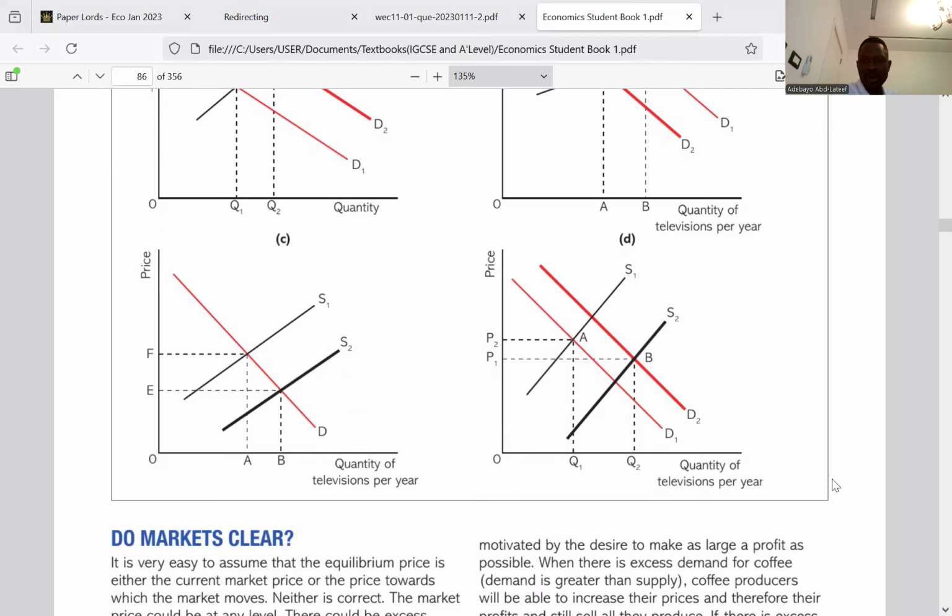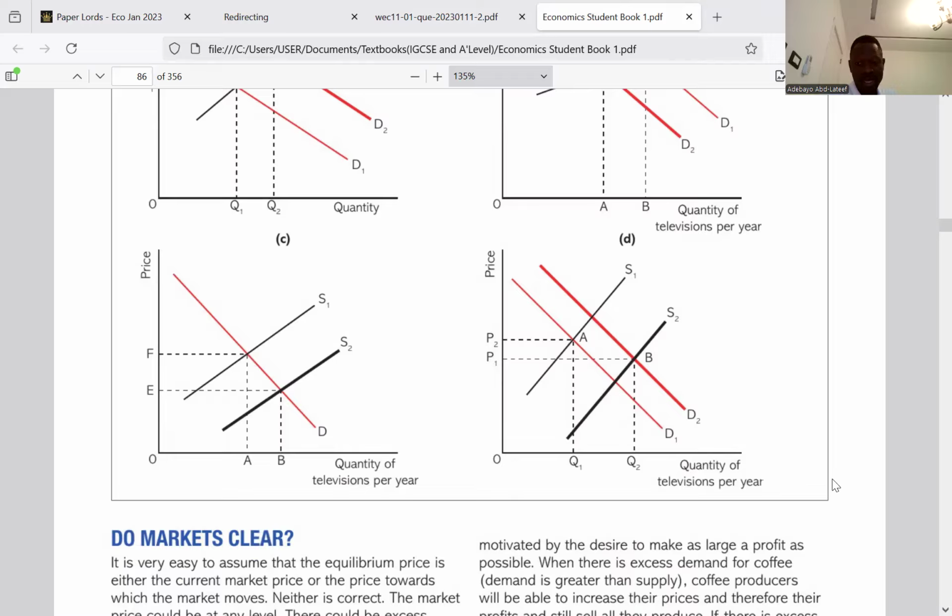The other one, here demand is increasing, at the same time supply is increasing. What will an increase in demand and at the same time an increase in supply bring about? The quantity demanded increases here, and at the same time the quantity supplied increases. So what do you think will happen to price? Price will rise.